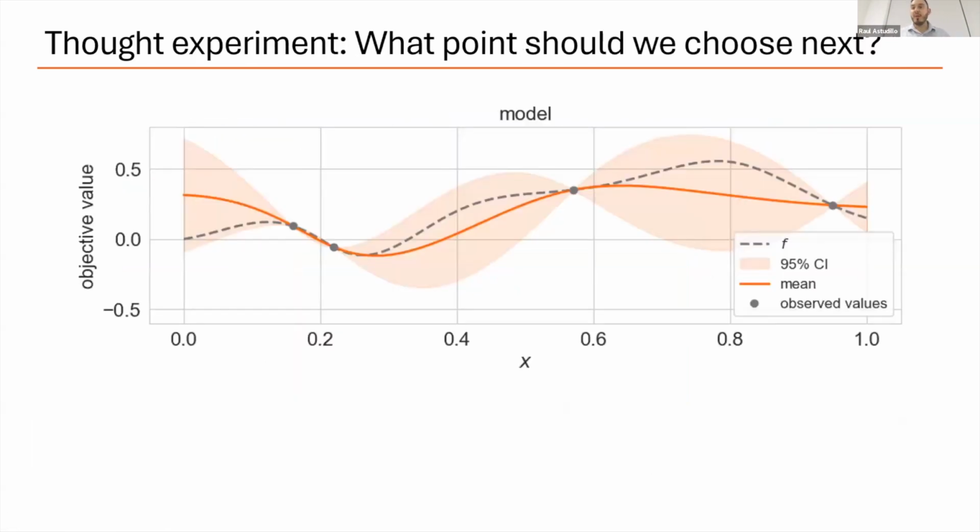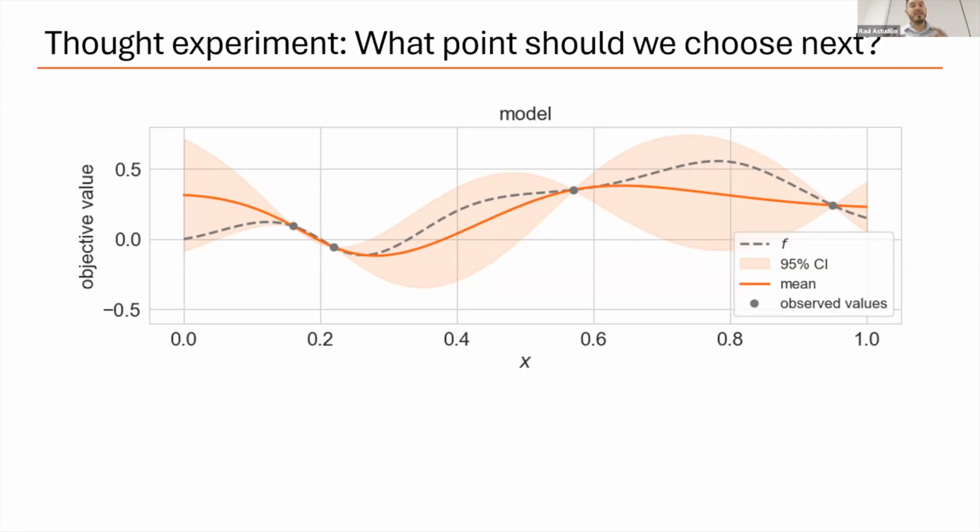To motivate why the acquisition function is important, let me conduct a very quick thought experiment. Suppose that we're trying to find the maximizer of this function, shown as this dashed gray line. That's the underlying function. And we have collected some data. So we have evaluated this function at a few points. Then we build a probabilistic surrogate model. Here I'm showing a GP. Then the question that I'm going to pose is, what point should we choose next?